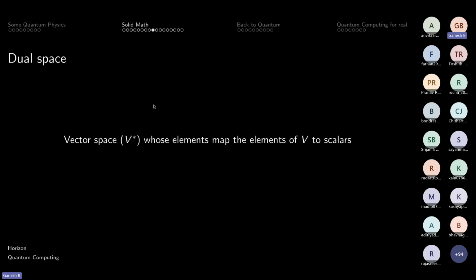Yeah, so we define something called a vector space. Now we'll define something called a dual space to the vector space. If you have a vector space V, which is again just a bunch of vectors, the vectors in the dual space, V star, are just elements that map the elements in V to some scalars.